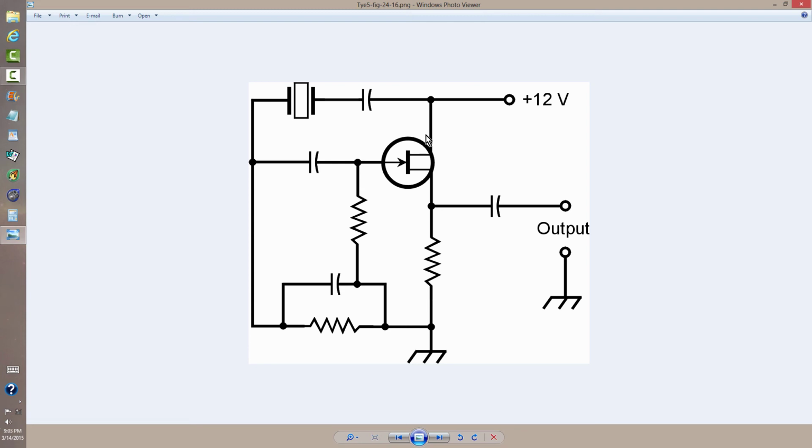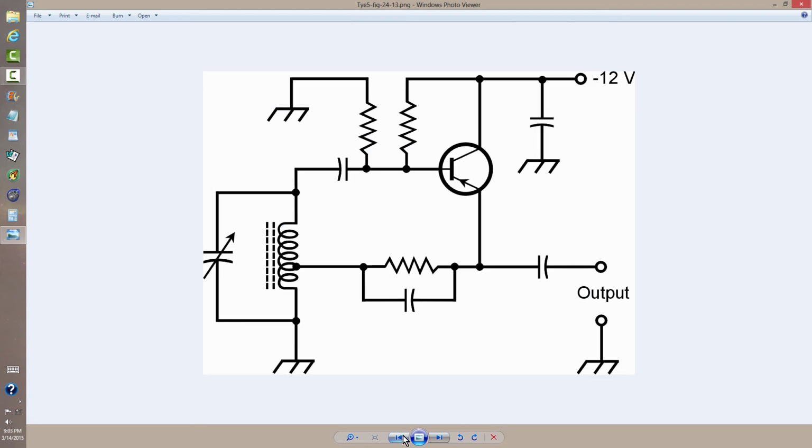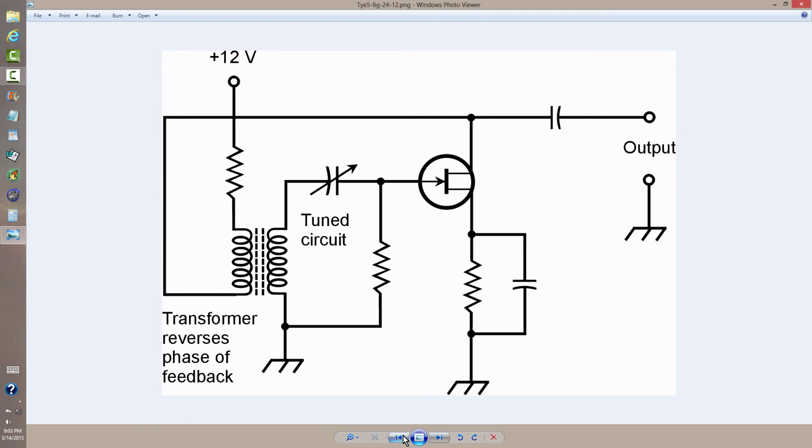So those are the 5 types of oscillators that I have shown you here. I believe there are 5, aren't there? 1, 2, 3, 4, 5. Yes, you'd think I could count up to 5 by now. I'm over 60 years old.